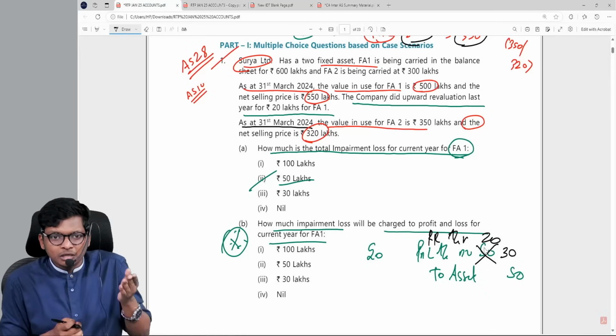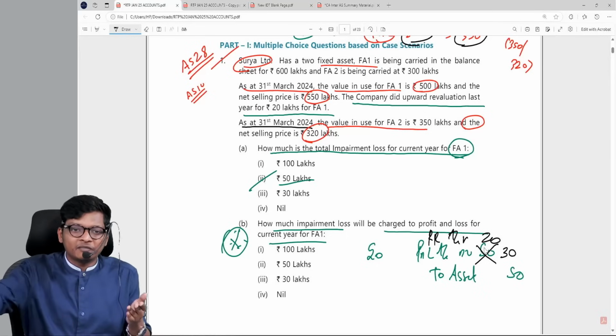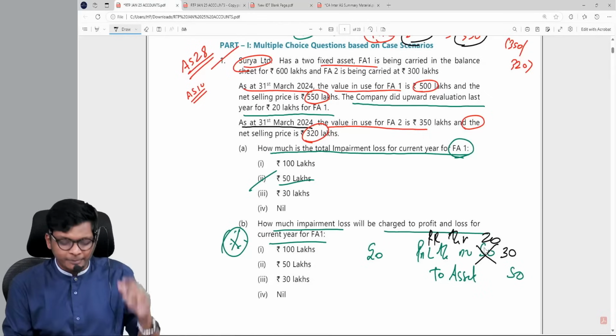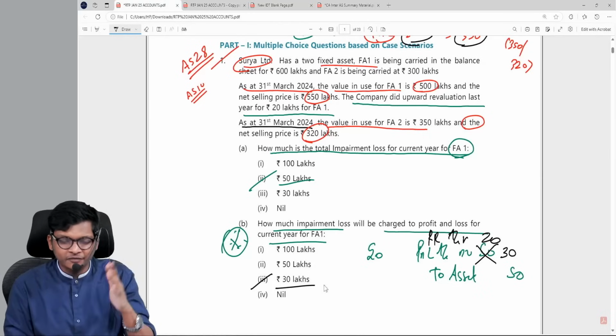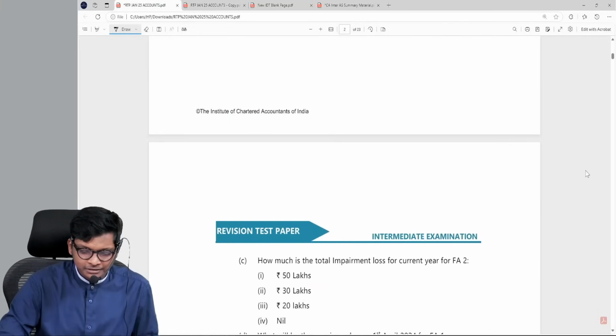When the asset already has a revaluation, how can I do impairment? First remove that revaluation, then go for impairment. Can I see 30 here? Yes. The same options he gave, 150, 30, nil. Okay. Next, come to C.